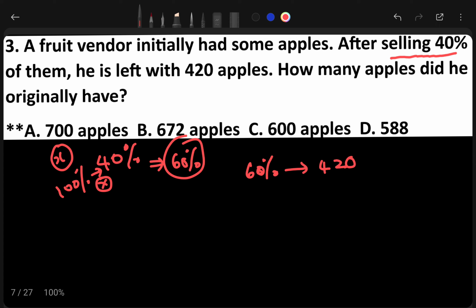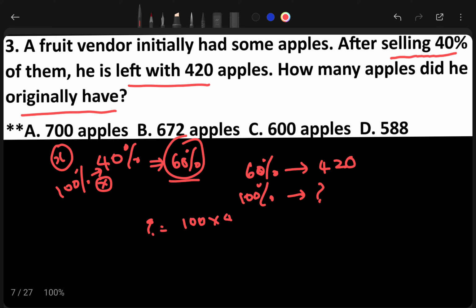He is left with 420, which is the remaining 60%. How many apples did he originally have? Simple. For 100%, how much? Cross multiplication. The unknown is equal to 100 into 420 by 60. The zeros cancel, 6 ones are 6, 6 sevens are 42, so we get 7 into 100, which gives me 700. Option A. 700 apples were the original apples with him.